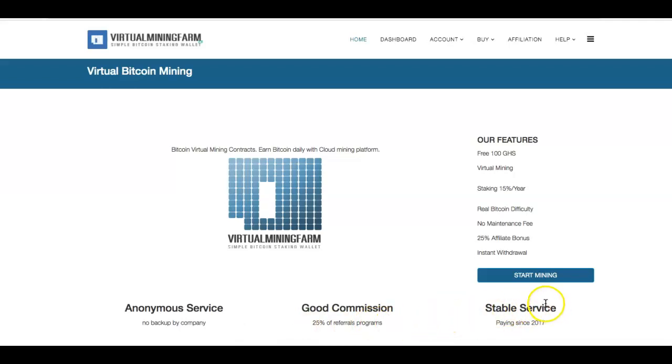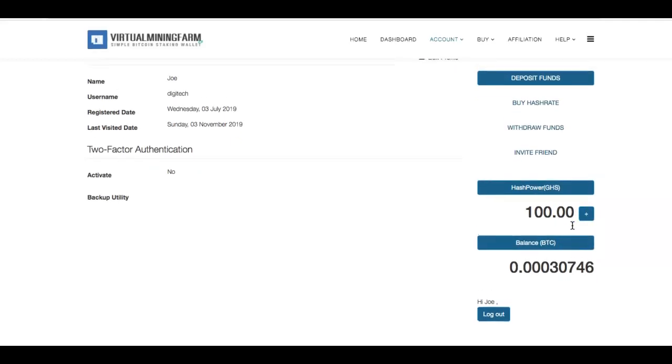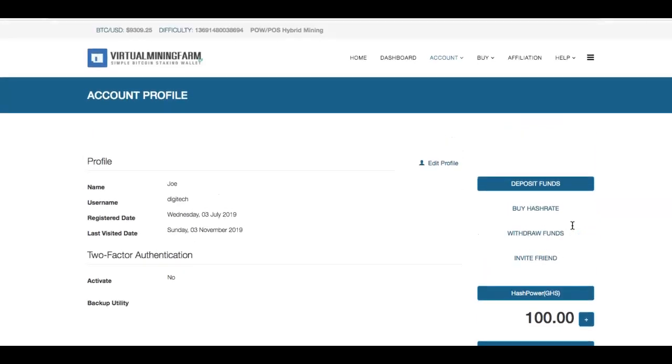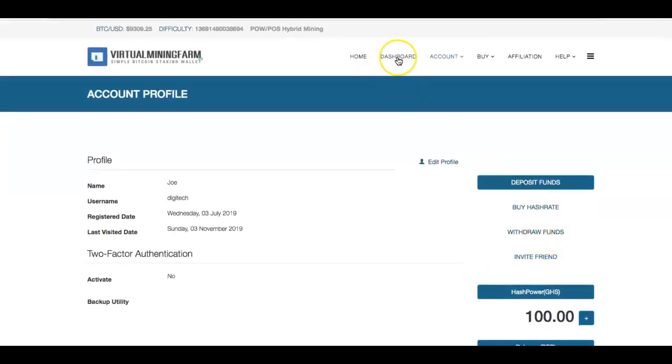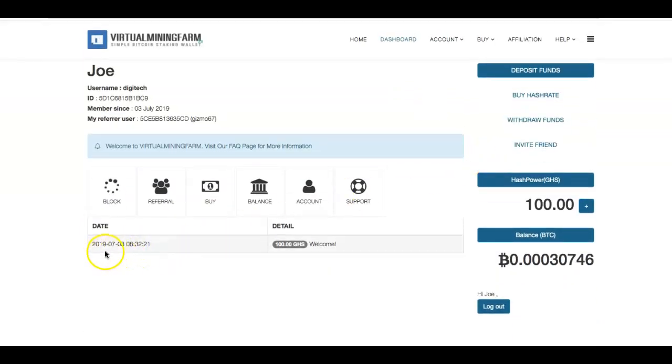Right, so I'm just going to click on Start Mining, because I've already registered with this company. And I'm just going to prove to you that you actually do get your 100 free GHS. And this is what I got from them with the 100 free GHS since I've joined them. I think I joined them back in, ooh, August? Let's find out. That's when I joined them, sorry. 27th, so it was July when I joined them.